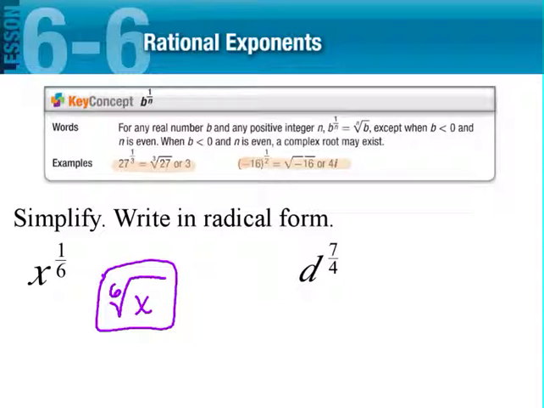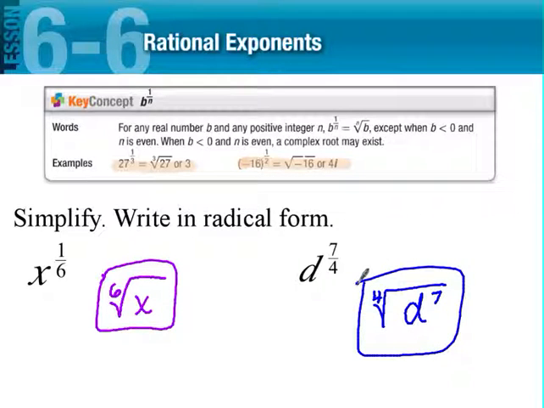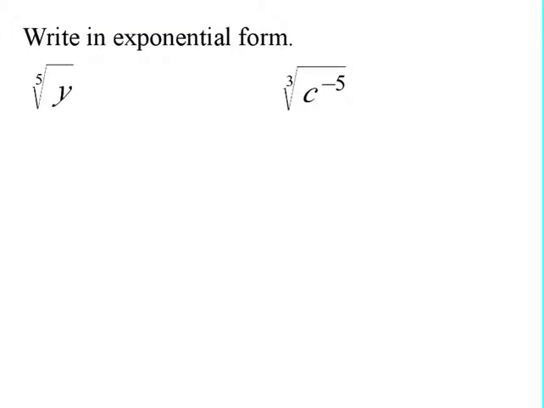Now this one's a little different because it's not 1 over 4, it's 7 over 4. So I'm taking the 4th root, right? Because that's the denominator. Where do you think I'm going to put the 7? In with the d. So basically you're putting the denominator outside, the numerator inside. All right, so let's go and look at another one.